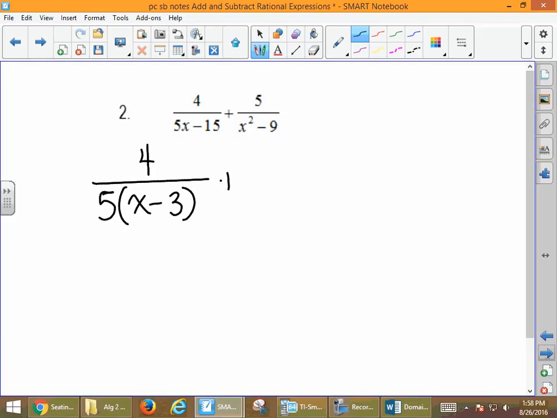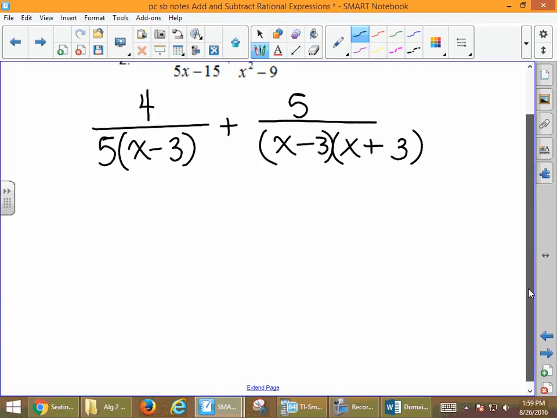In our other fraction, really good practice, we've got x squared minus 9. Difference between two squares. X squared is x times x. 9 is 3 times 3. Difference between two squares, different signs. Once we rewrite those fractions a little bit, that helps with the common denominator a little bit.